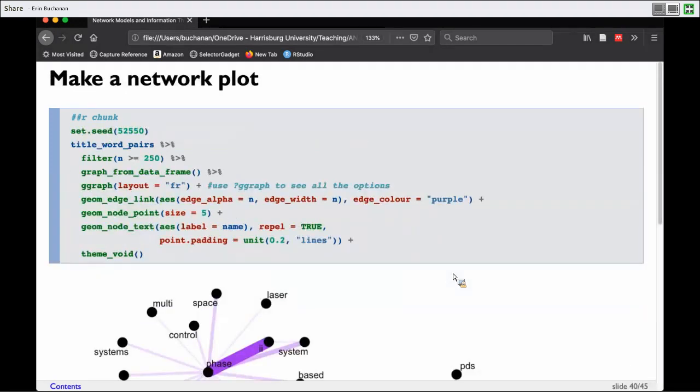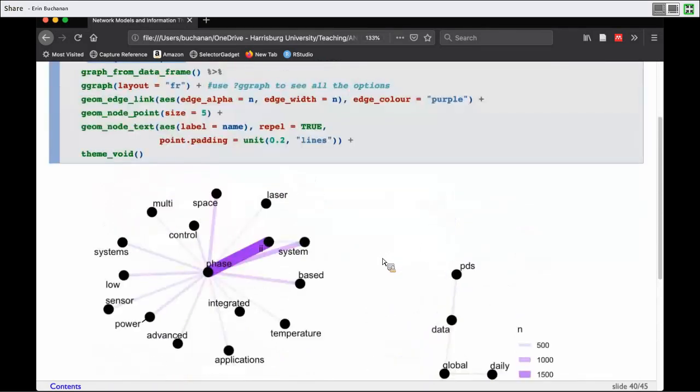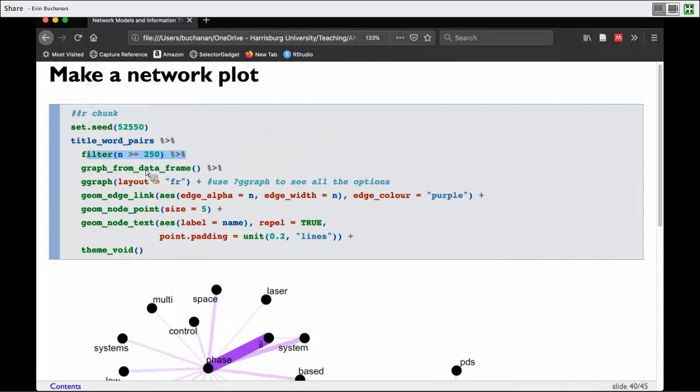Now the fun part. Let's make the graphs. And here you have way more control over how all of this looks. So for the title, the seed here just controls the rotation. So our title is word pairs. The filter will depend on the data set that you have. The filter here is 250, just so that it doesn't graph too much. That number you'll change based on whatever data you're looking at. So this is not a standard number.